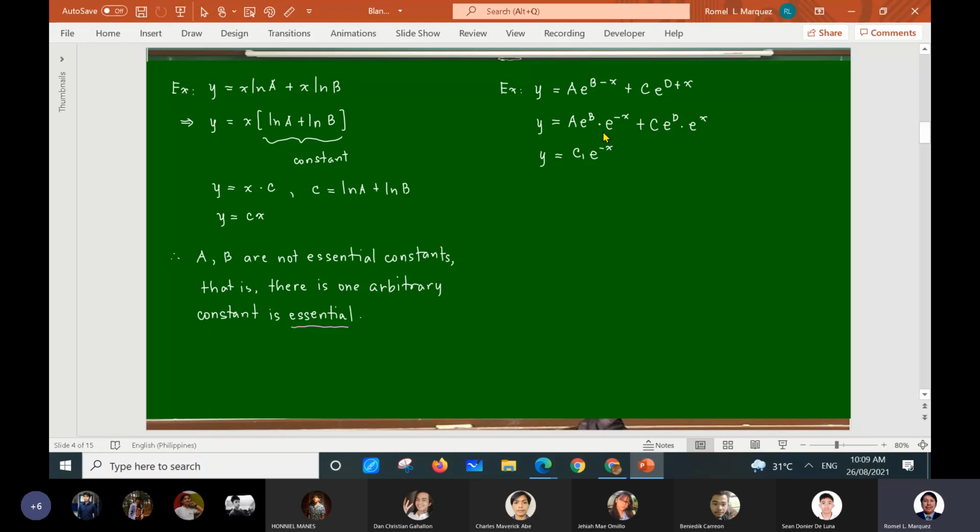So what about the second term? c e to the d, I can express that simply as c sub 2, multiplied by e to the x. So how many arbitrary constants do we have now, guys? Just 2. So a, b, c, and d are not essentials. Okay, guys? Got this, children?